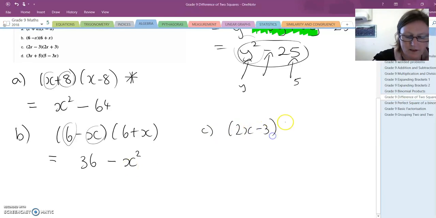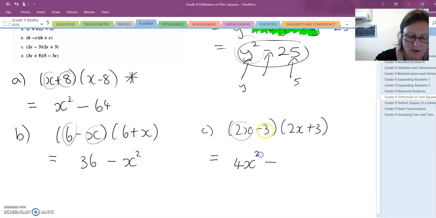Let's look at what's in the brackets, and yep, again, they're exactly the same except for the sign. So applying our rule, and this is the difference of two squares rule. Our first term, we square this, 2x, and we square it, which gives us 4x squared, and then we square the 3 to give us 9. So we get a difference of two squares, in other words, a difference of two perfect squares.